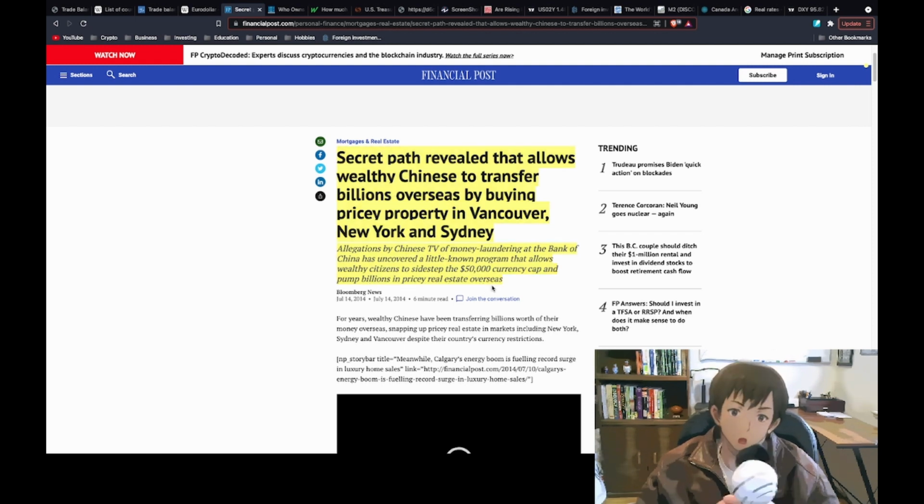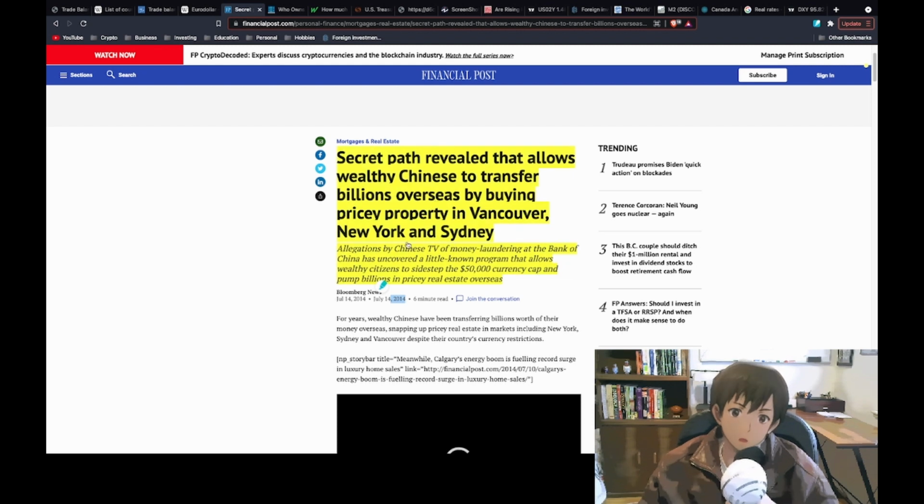So China doesn't want a whole bunch of money leaving the country, so they only allow you to take, I believe, $50,000 at the time of this blog, which was 2014. So it's pretty dated, so I don't think this number is probably accurate anymore, but there is a currency cap as to how much money you can actually take outside the country in China. But they want their citizens to be able to invest outside of the country and start picking up assets throughout the world. So they allow their citizens to go out and buy real estate.